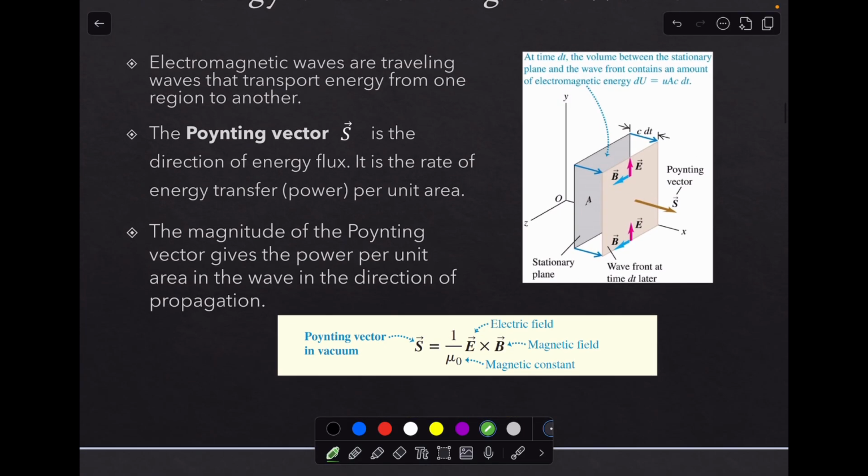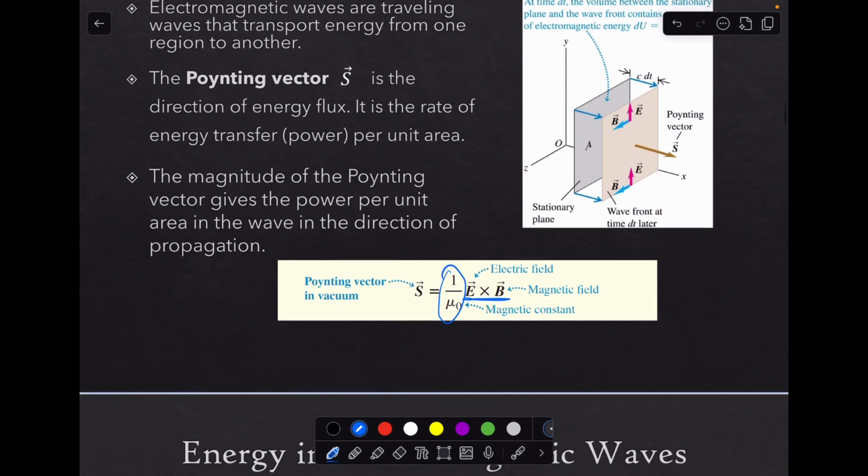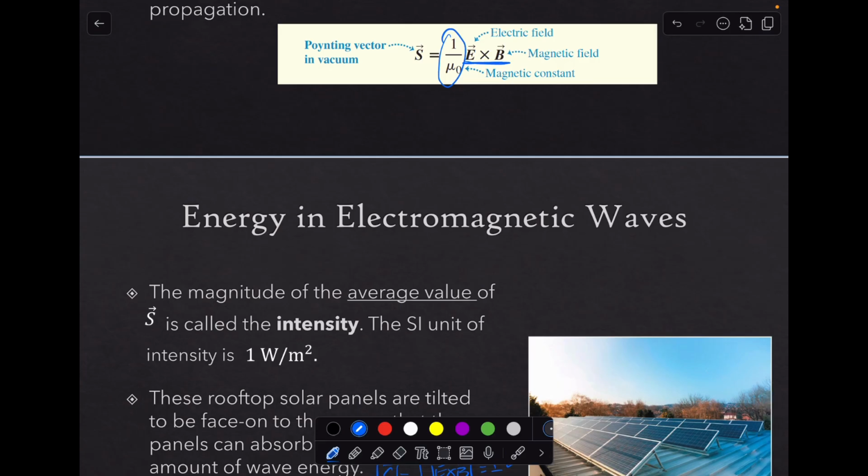So the Poynting vector is going to be in the same direction as the velocity vector. And so all we're doing here is E cross B, but with a small constant in front of it. Okay, so the units then become an energy per unit area, per unit time. So this is the Poynting vector. It's simply the E vector cross the B vector, divided by the permeability. And it becomes useful when we want to talk about the intensity of a wave.